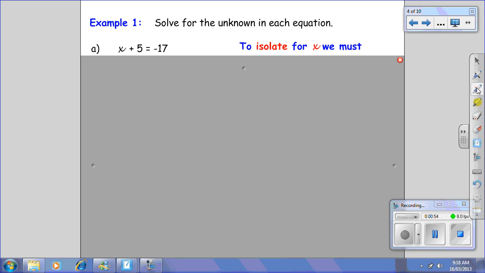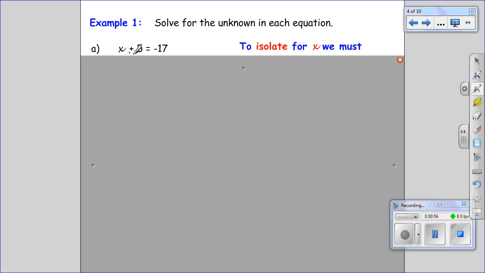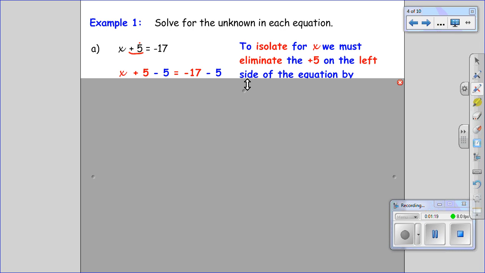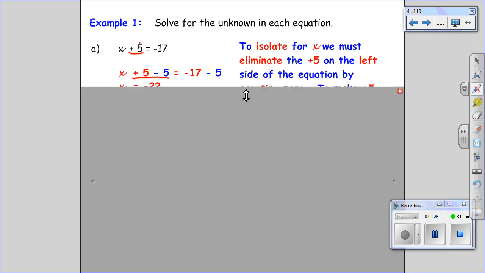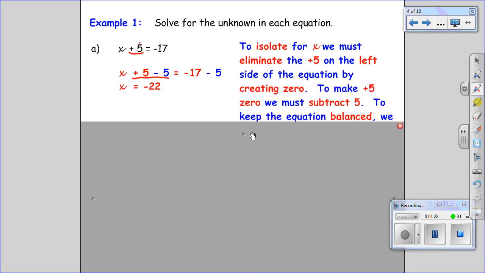First thing to get rid of when I want x by itself is this positive 5. So we have to undo it by doing BEDMAS backwards, to do the opposite operation, because this is really only a one-step equation. To get rid of positive 5 and make 0, I need to subtract 5. And if I subtract 5 on the left side, I also need to subtract it on the right side. And when I simplify on the left, I'm adding opposites, which becomes 0. And on the right, negative 17 minus 5 is negative 22.